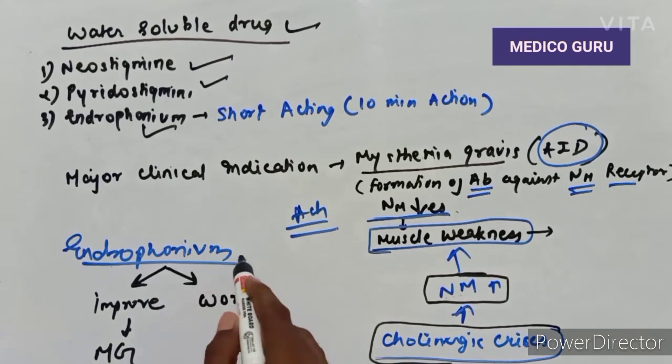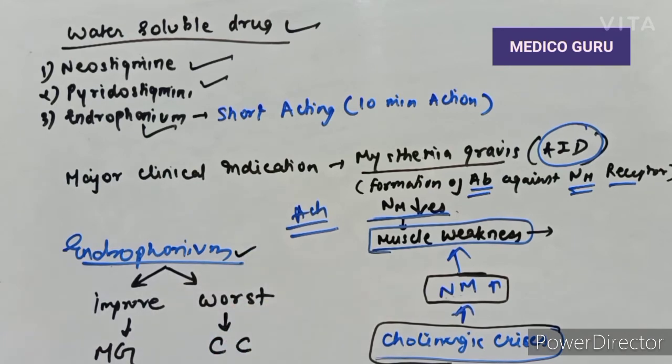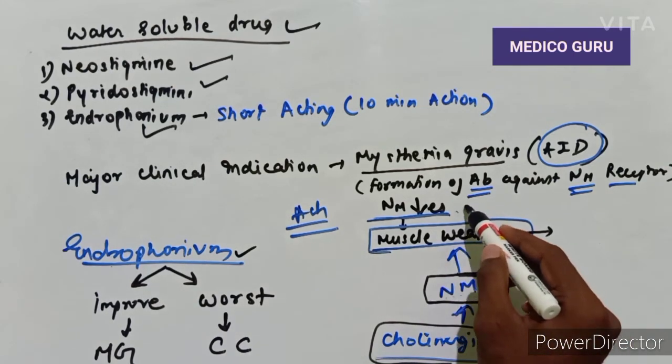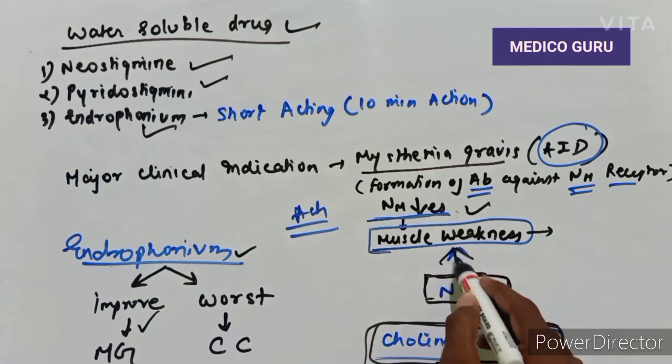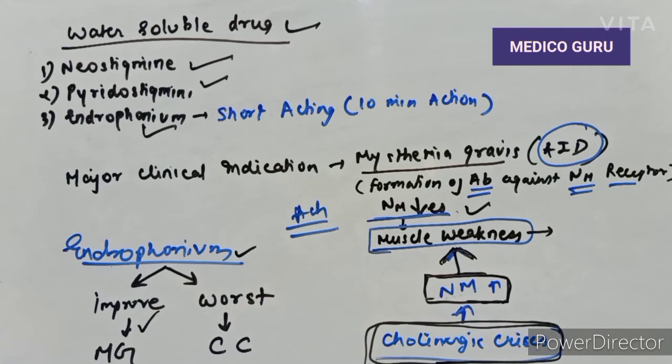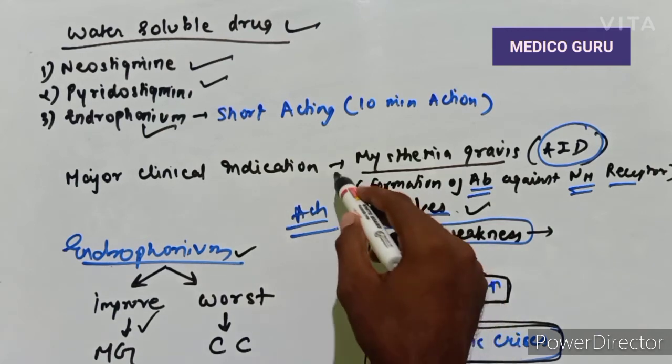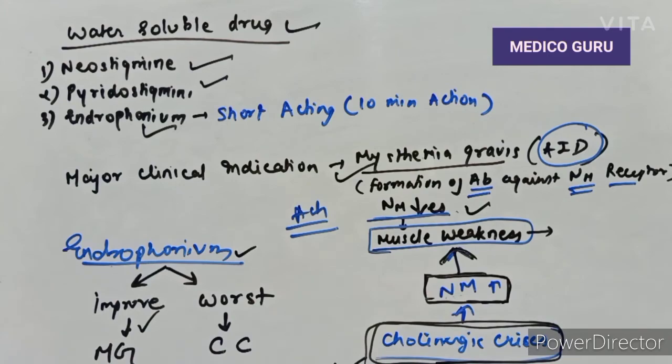Okay, if edrophonium is given, it acts on the nicotinic receptors, so it increases nicotinic receptor activity. In myasthenia gravis we have to increase the nicotinic receptor, so it leads to improvement. But in a cholinergic crisis, if we give edrophonium, it increases the NM receptor, and here we have to decrease the NM receptor, so there is worse muscle weakness, a worse condition for the patient. So we can differentiate myasthenia gravis and cholinergic crisis by giving edrophonium.